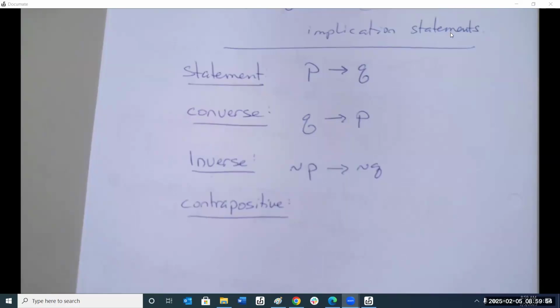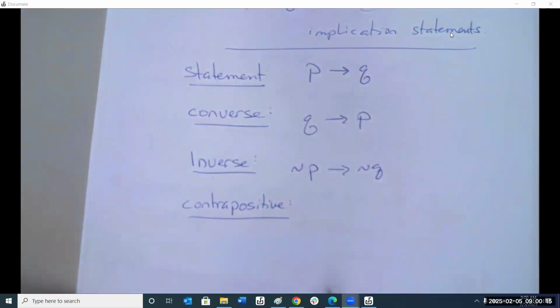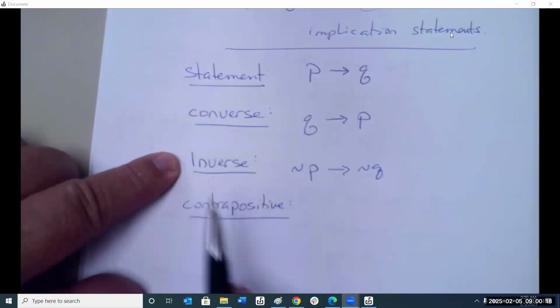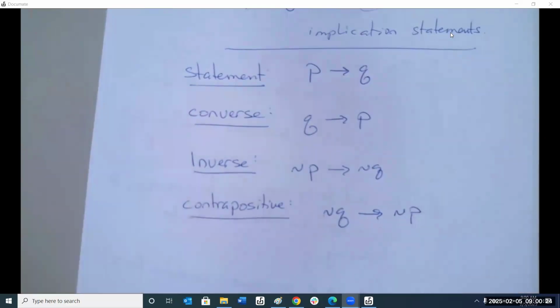Contrapositive. Ever hear that word before? Contrapositive, this is all you need to disprove something. Contrapositive is one instant where it's the opposite of the truth. So you notice how converse was the flip of the statement? So the contrapositive is going to be the flip of the inverse. If not Q, that implies not P. Yes, for our quizzes, you have to know these.